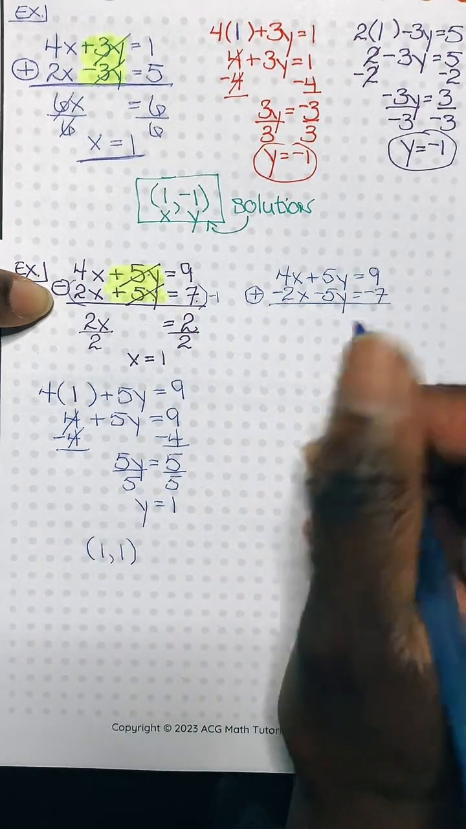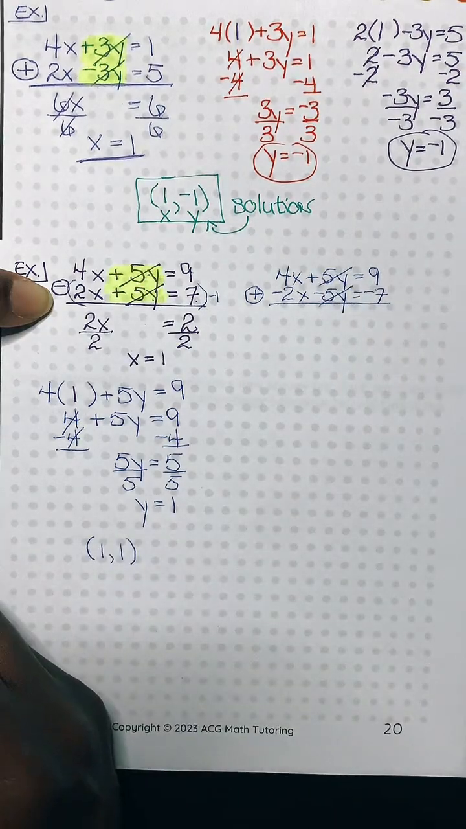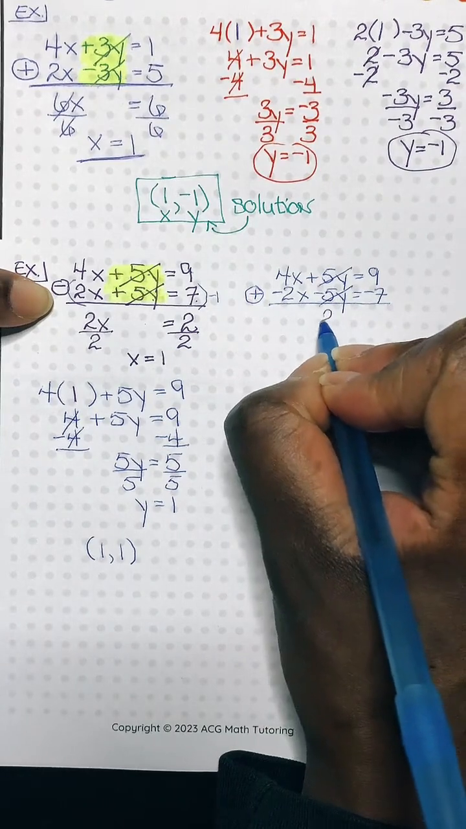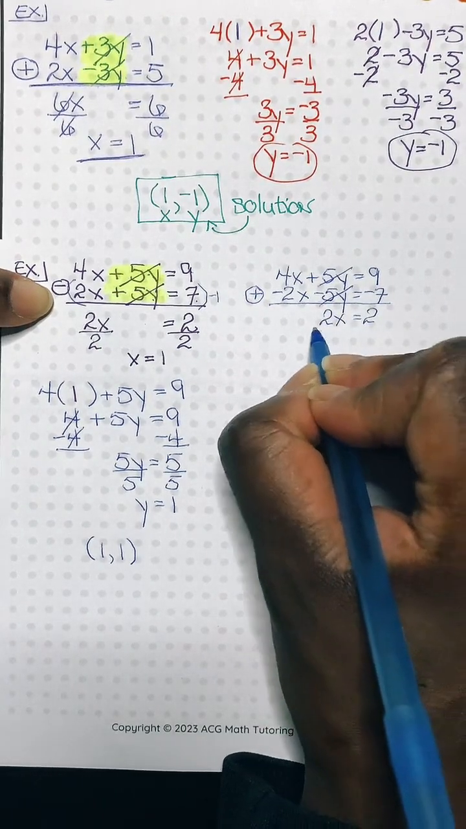So now when I combine, right away my y's can cancel out. Then I have my 2x is equal to 2. And then you can continue on.